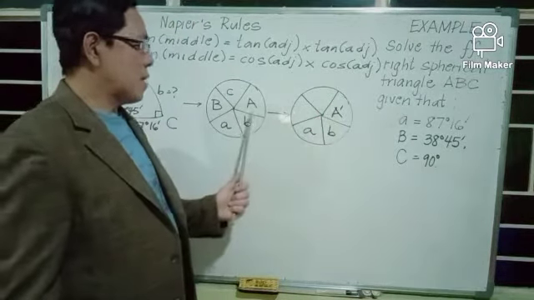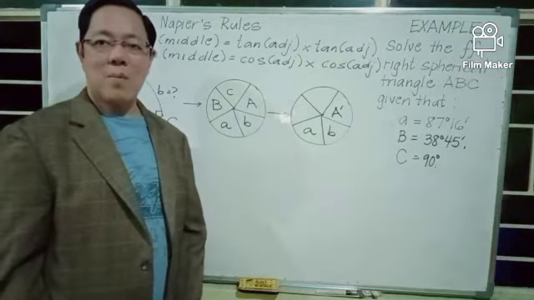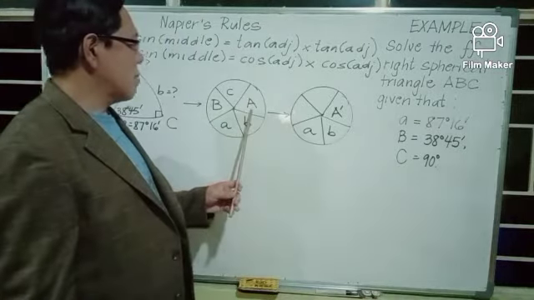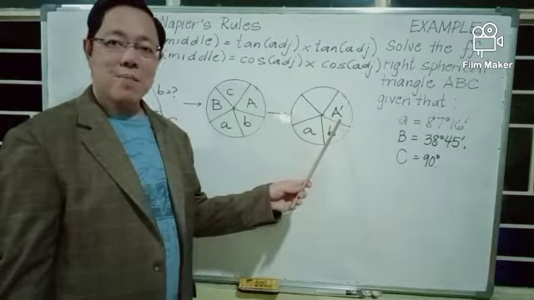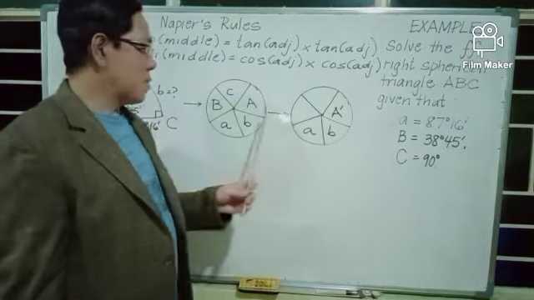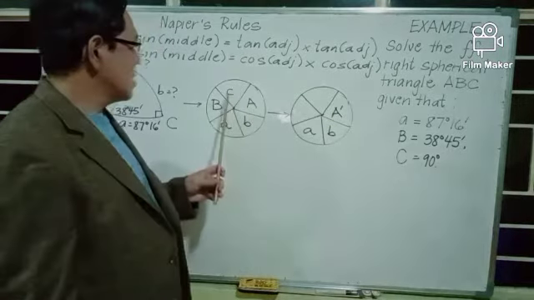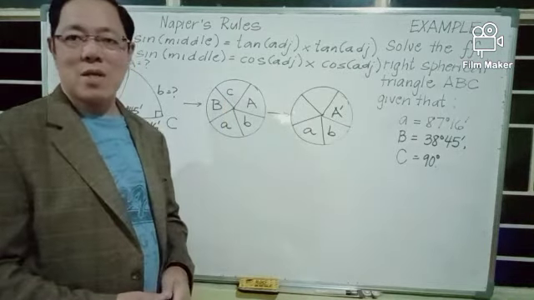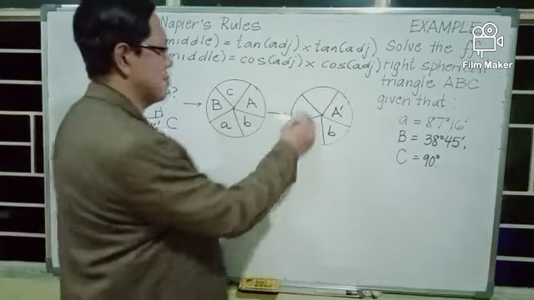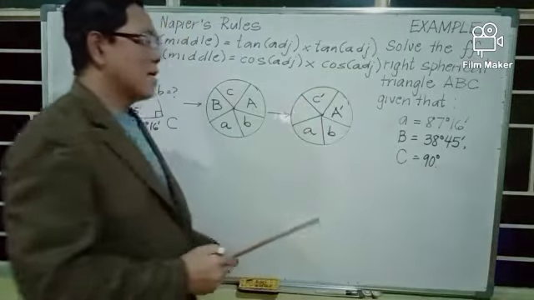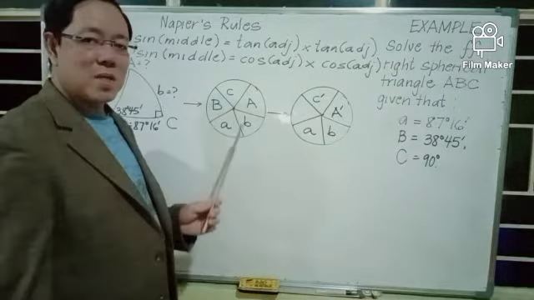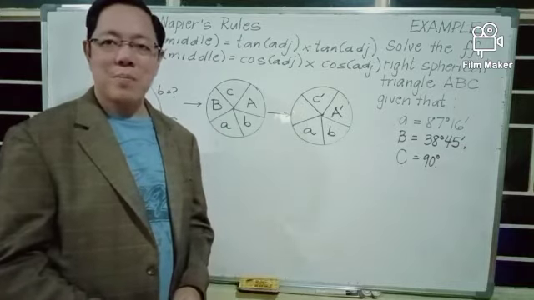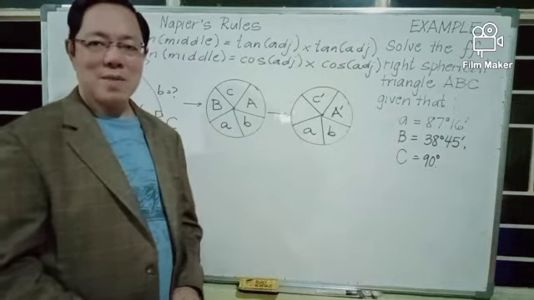Now, A prime and A, these 2 angles are complementary angles. They add up to 90 degrees. The complement of A, we denote by A prime, and the complement of A prime, we denote by capital A. In the mnemonic device, instead of writing small c, we write complement of small c, denoted by C prime. And finally, the angle B, instead of writing simply angle B in the mnemonic device, we write complement of B, denoted by capital B prime.